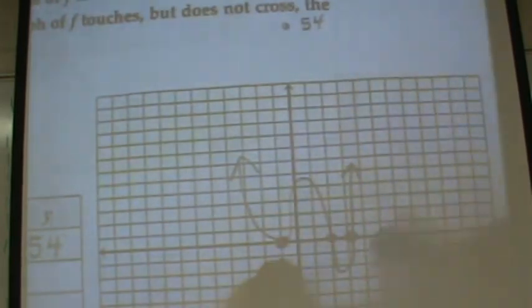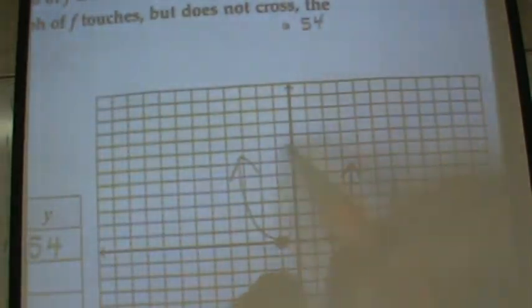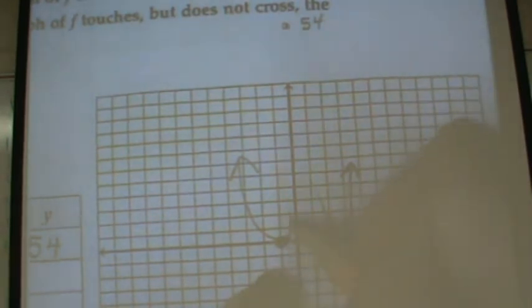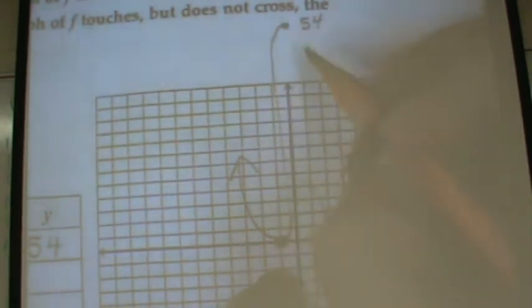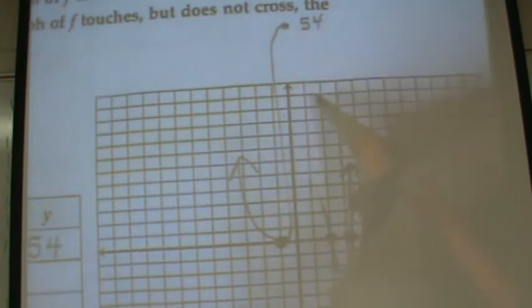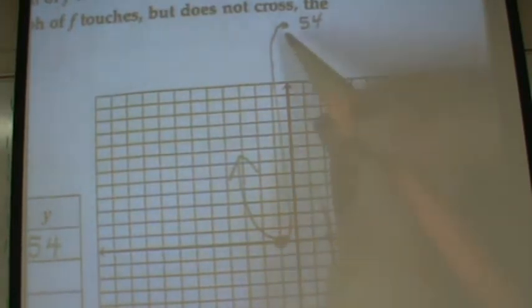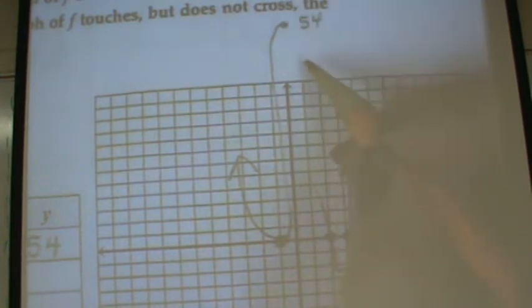Where's 54? Well, it's way off the page. Let's just pretend like it's right there. So what's really happening is this thing is shooting way up. Once it touches at -1, it's gonna shoot way up at positive 54. Then it may even go up a little bit more. I really don't know, but this is just a sketch of it.